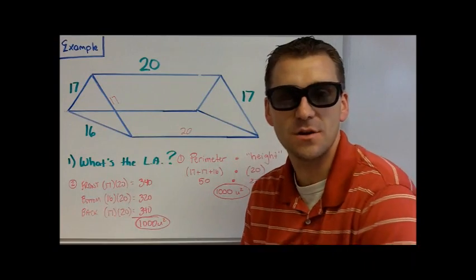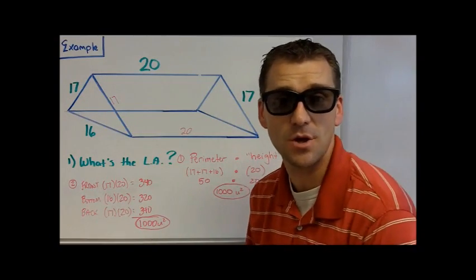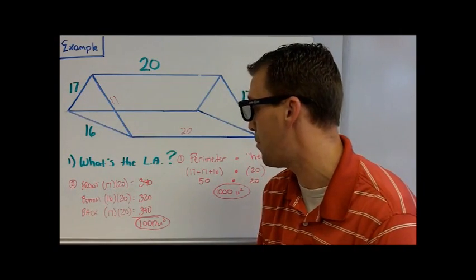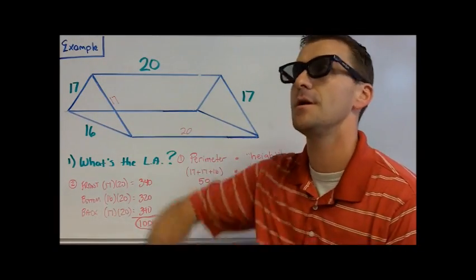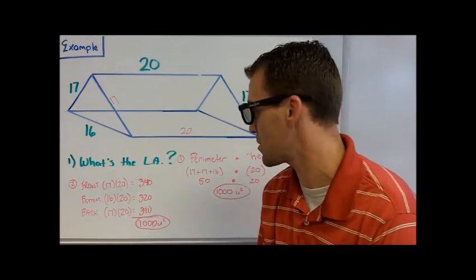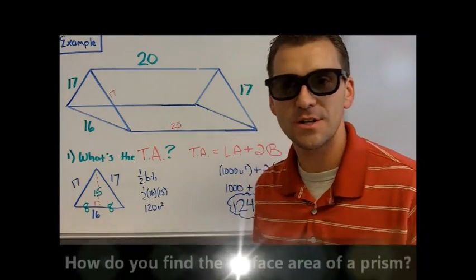Either way, you get the answer. It doesn't honestly matter to me which way you want to do it. But if you were asking me, this is probably the easier way. Just find the perimeter, take it times the height, and you're done. That's pretty cool. So, okay, let's move on to total surface area.